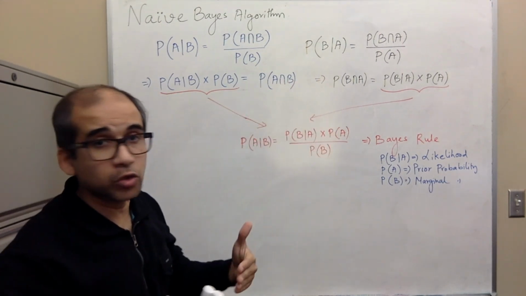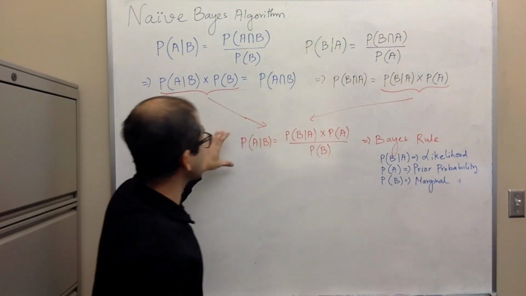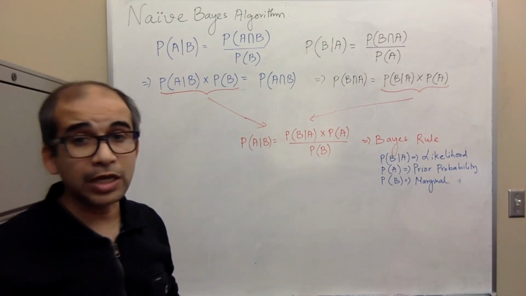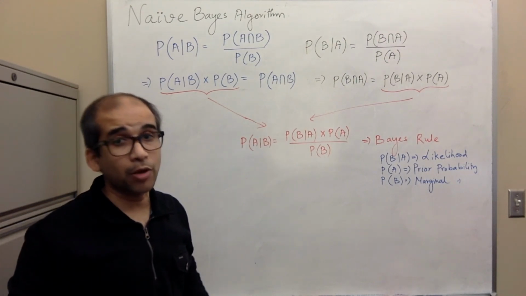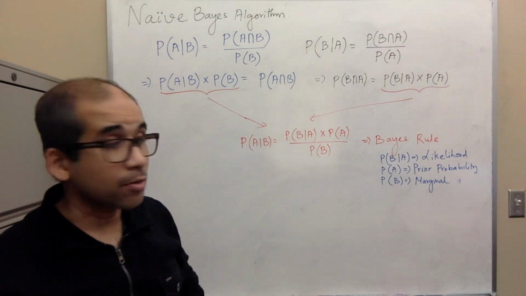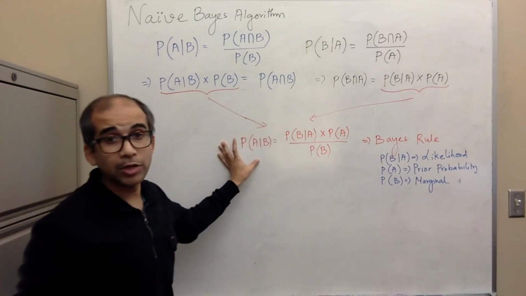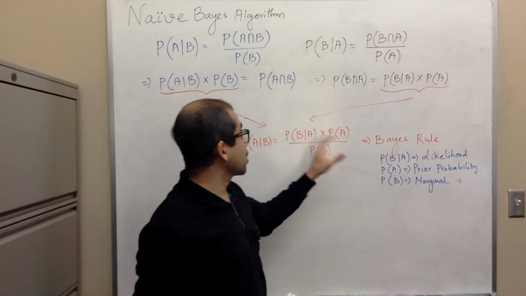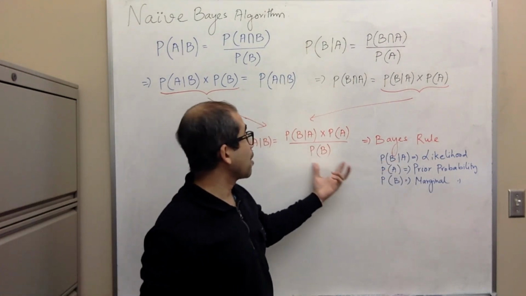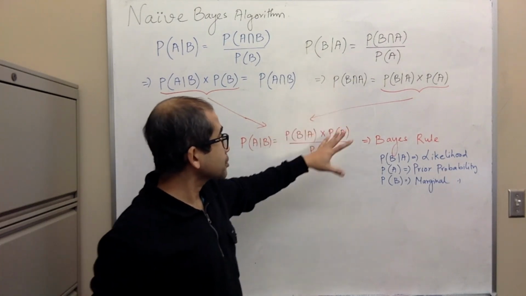If we equate these two, then the left side from this equation and the right side from this equation can be equated to write that the probability of A given B equals the probability of B given A times the probability of A divided by the probability of B, which is basically the Bayes rule, designed by Thomas Bayes. So now you see here, this is called the posterior probability, we have already talked about it. The probability of B given A is called likelihood, the probability of A is called the prior probability, and the probability of B is called the marginal probability, depending on the other side.